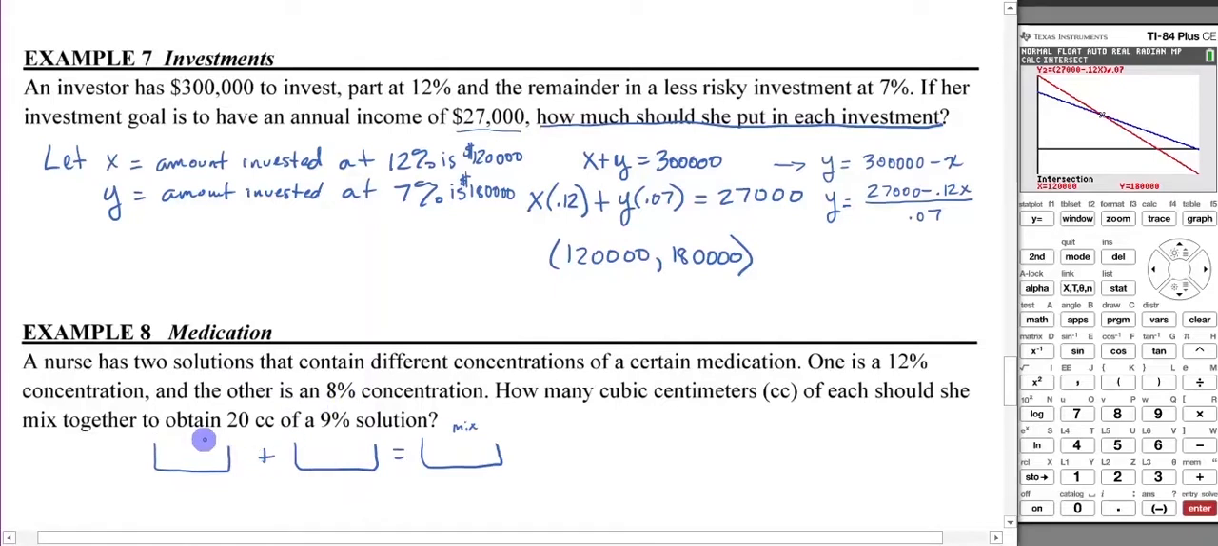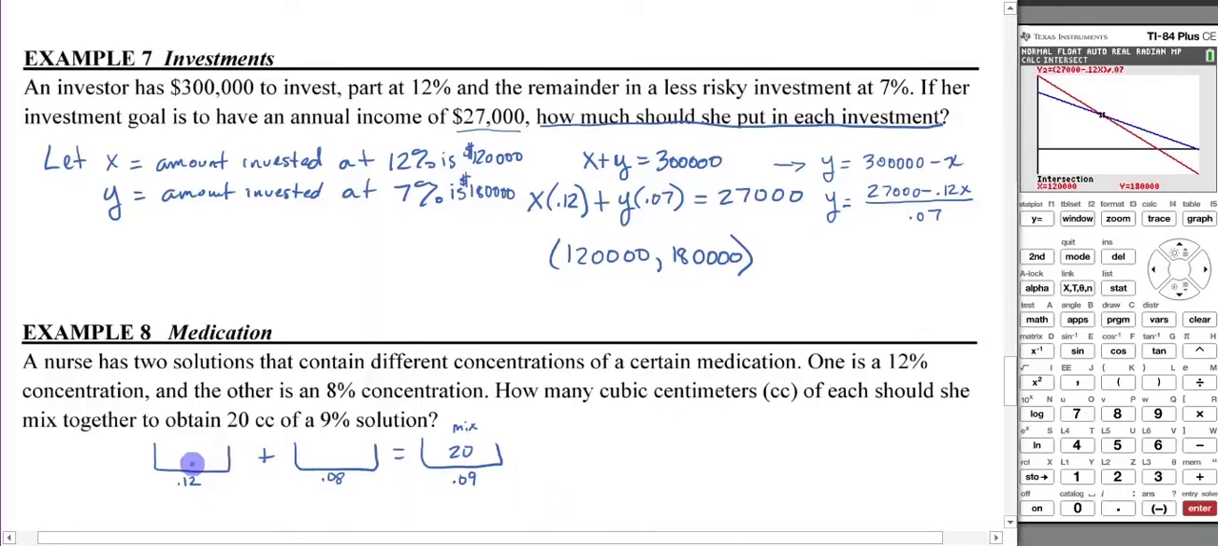The one solution is 12% concentration. The other is 8% concentration. How many cubic centimeters of each should she mix together in order to obtain 20 cc's of a 9% solution? So here's your 9%, which is the mix. Inside, we're going to put the amount. Well, we want 20 cc's of that 9% solution when we're finished.